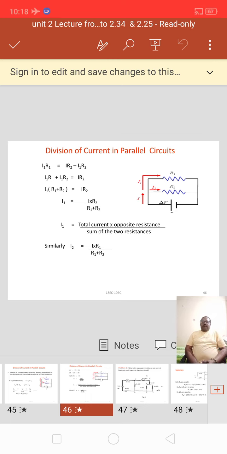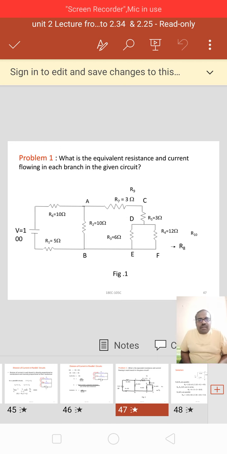Okay. Here we want to find out the current present in the R1. So I1 is the current in the resistance R1. So I1 equal to opposite resistance is R2 and total current present in circuit is I. I into R2 by total resistance R1 plus R2. Okay. Simple process. I am here providing a problem, that is, what is the equivalent resistance and current flowing in each branch in the given circuit. Okay.